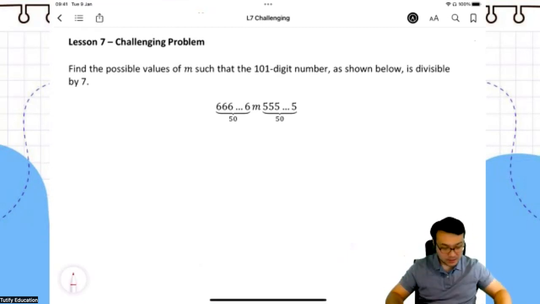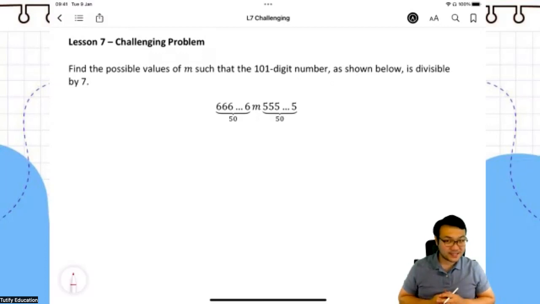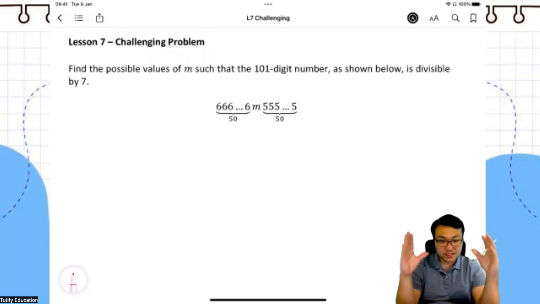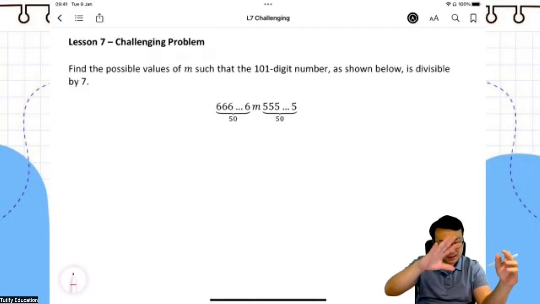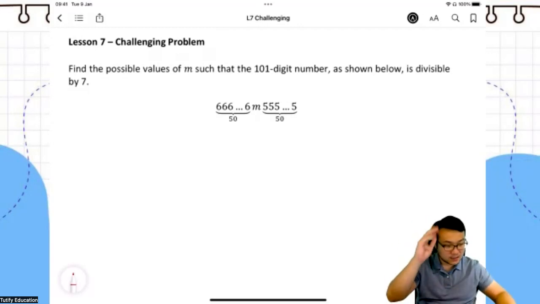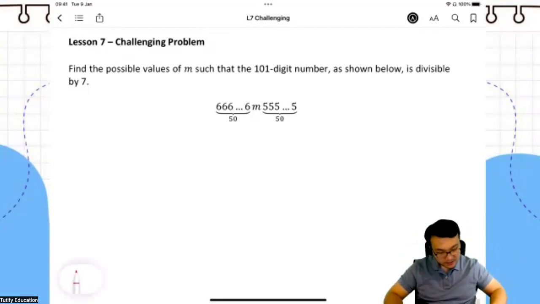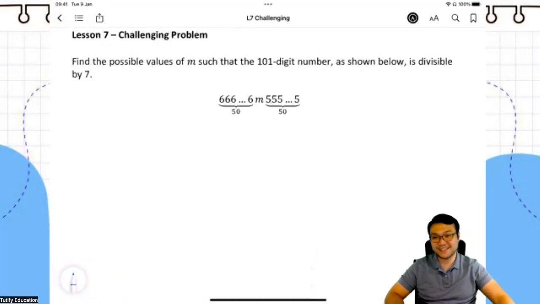Okay, let's go back to the divisibility rule of 7. They mentioned something about every block of 6. Remember, every block of 6. So in every block of 6 digits, if the difference between the last 3 digits and the first 3 digits is divisible by 7, then the entire thing is divisible by 7.